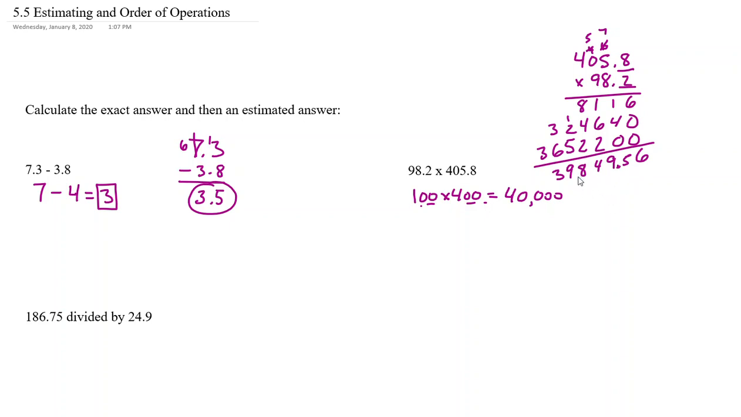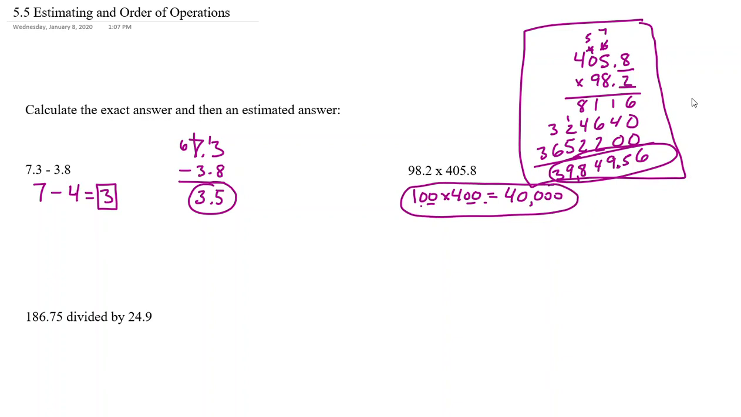So our real answer is 39,849 and 56 hundredths. So our estimate is off by a little bit more than 150. So it's pretty good. Out of 40,000, 150 off. Obviously it took a lot longer to do all this work than it did to do this work. I had to write this long one on paper. The estimating I could have done in my head.